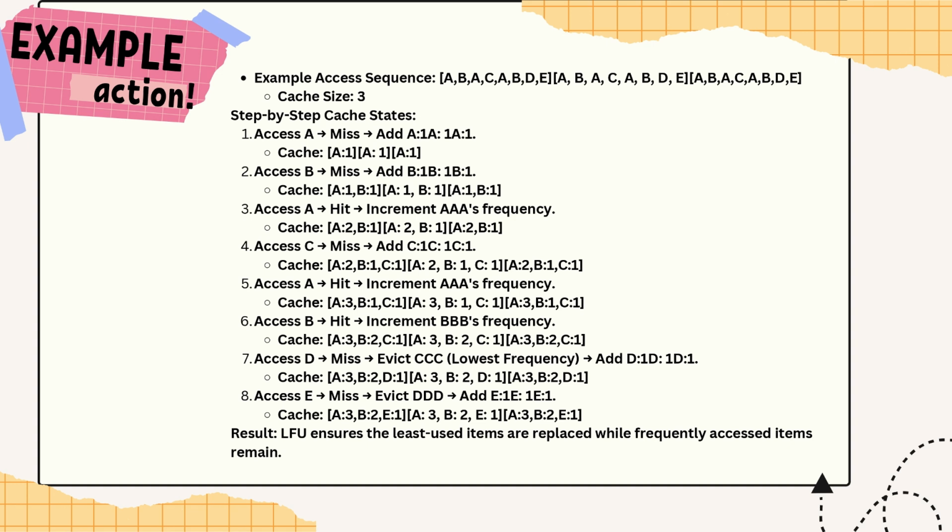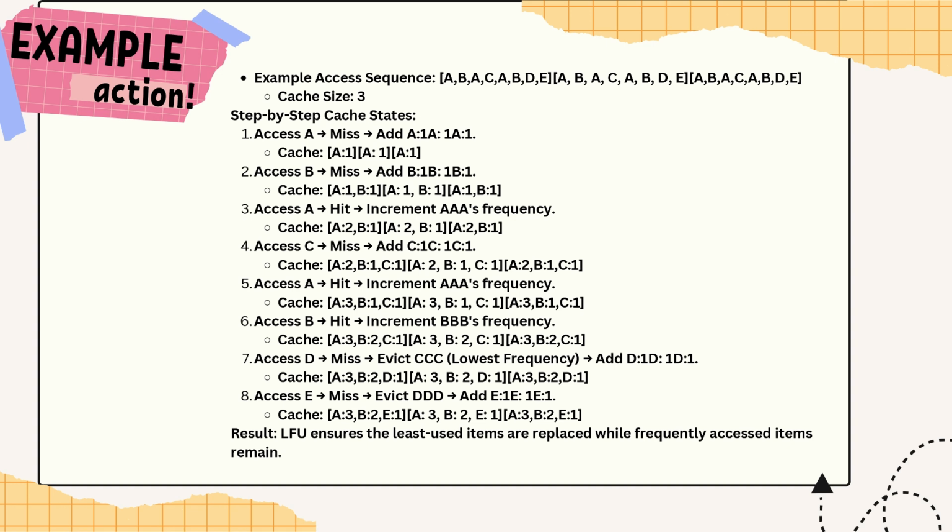So let's begin. Access A, cache miss, A is not in the cache. We will add A to the cache, and then there will be A in the cache. And then access B, cache miss, B is not in the cache, and then we will add B to the cache, and then the cache will have A and B. Access A, cache hit, A is already in the cache. Therefore, increment A's frequency count. Therefore, the cache will be A and B.